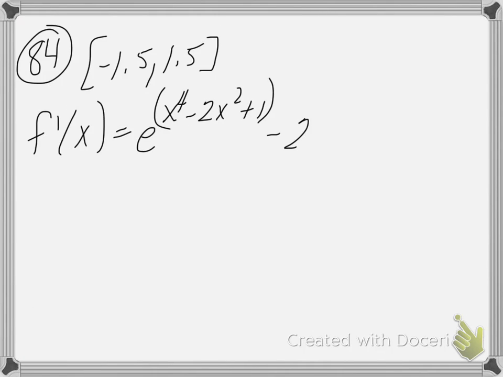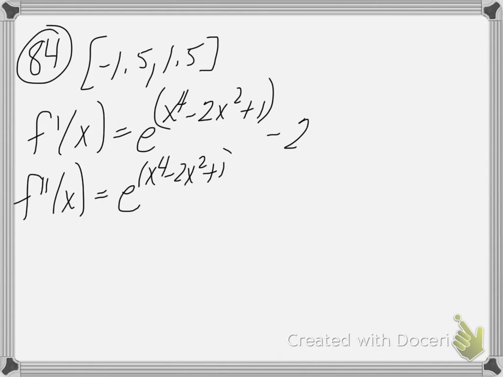Okay, this is number 84, and you're given an interval, and you're given the derivative, and you're being asked about concavity. Okay, so concavity is the second derivative. So the derivative of e to the something is e to the something times the derivative of the something, and then the derivative of negative 2 is just 0. Okay, so we're going to set this equal to 0.